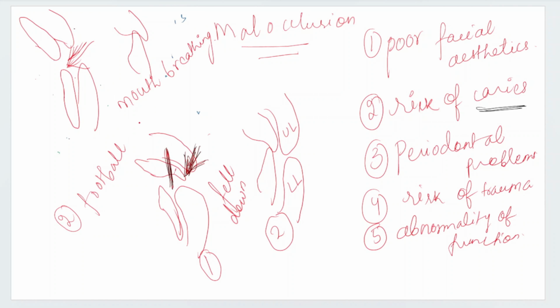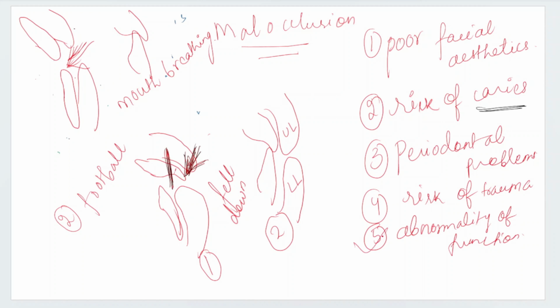Second thing, I will ask you to please keep both your teeth apart. Don't put them together, and then say the word Mississippi. If I am closing my teeth and I say Mississippi, that is one thing. But if I am opening it, Mississippi, can you feel the difference in the speech, the way I am pronouncing it? So that is how there will be abnormality of function.